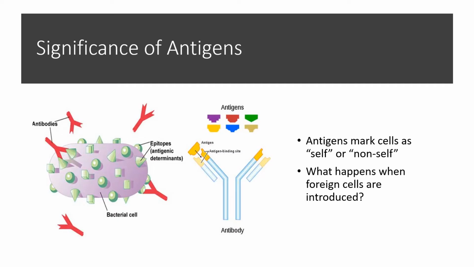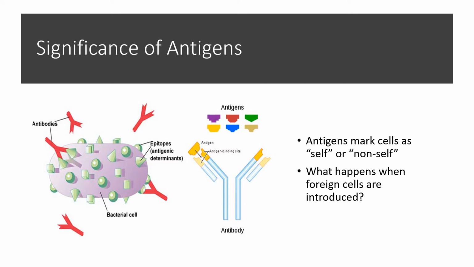Again, antigens mark cells as being either self or non-self for your immune system. When your immune system is chugging along, a white blood cell, a leukocyte, comes across an erythrocyte, a red blood cell, it can do a quick scan of the outside of the red blood cell and say, oh, you're Rhiannon Robinson's red blood cell. I'll leave you alone and move on.